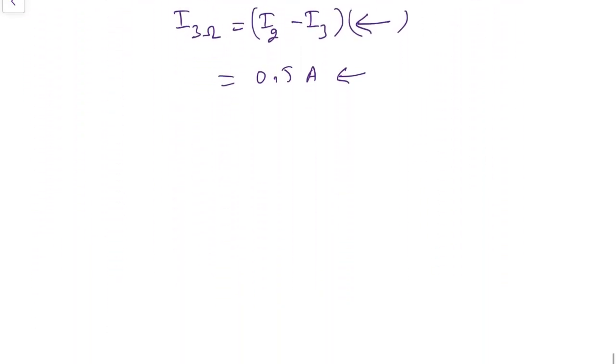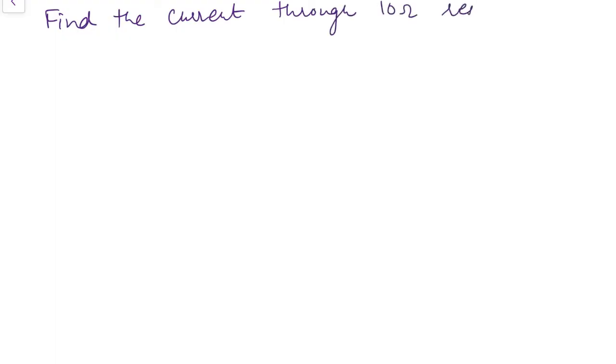Let's take one more example. For finding out the current through one of the resistances, the question is: find the current through the 10 ohm resistance using mesh analysis.